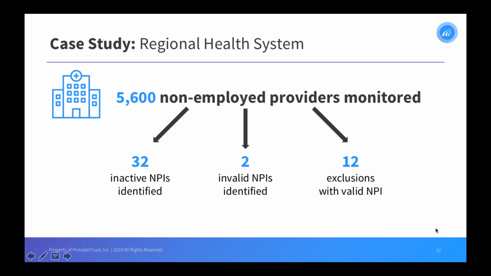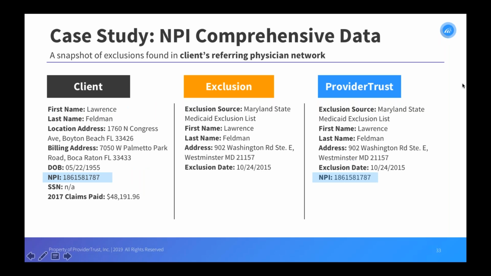Thanks, Mike. Excellent point. Absolutely. So here is an example of a particular exclusion. On the left column is information that the client provided to us. And in the center column is a Maryland state Medicaid exclusion. You'll notice that the name is the same, but the address is different. Because the client gave us the NPI number, we were able to identify an exclusion matching the Maryland Medicaid exclusion because of the NPI number that matched.